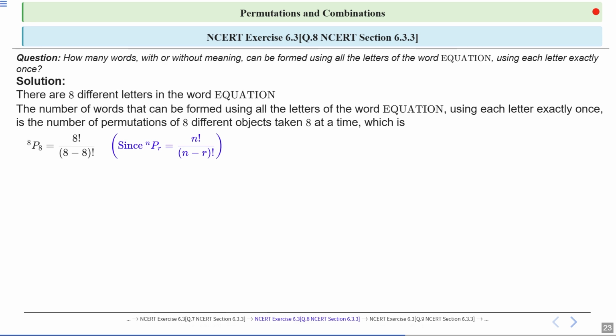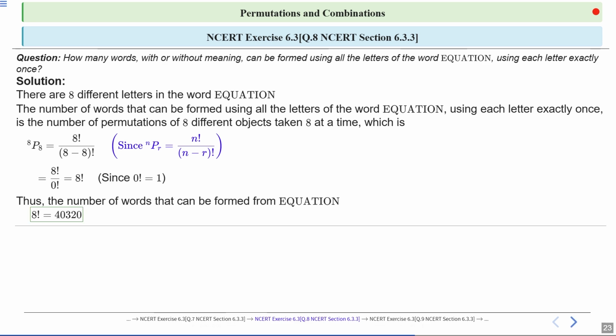Next, we calculate the number of permutations of these 8 different letters. The formula for the permutation of n objects taken r at a time is given by nPr equal to n factorial upon n minus r factorial. Since we are using 8 letters, we have 8P8 equal to 8 factorial upon 8 minus 8 factorial. This is equal to 8 factorial upon 0 factorial, and since 0 factorial is 1, this is equal to 8 factorial simply. Thus the number of words that can be formed from the word EQUATION is 8 factorial, which is equal to 40,320. I hope it is clear to all of you.